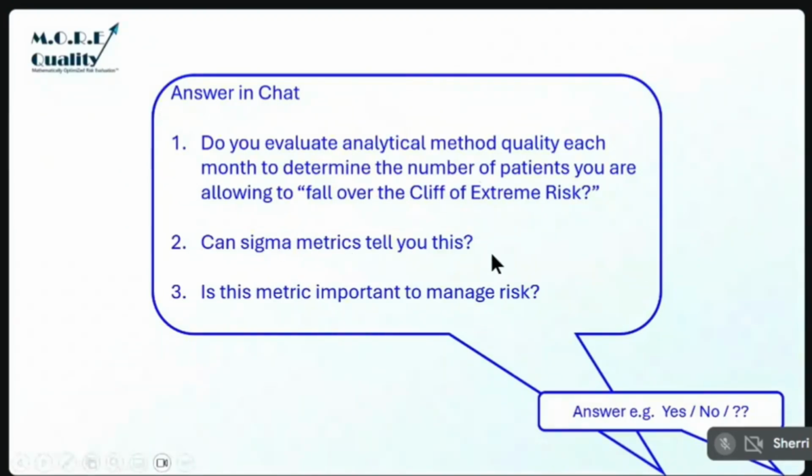And can sigma metrics tell you this? Can sigma tell you the number of patients you're exposing to risk? And is it important to know the number of patients? Those are the other questions. So if you don't want to answer in the chat, at least think about these. If you're measuring sigma, do you think you're effectively monitoring the number of patients at risk?